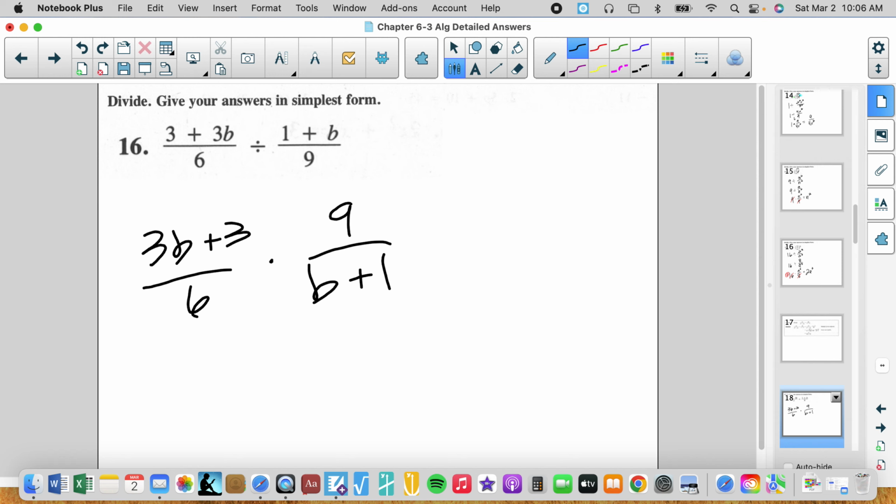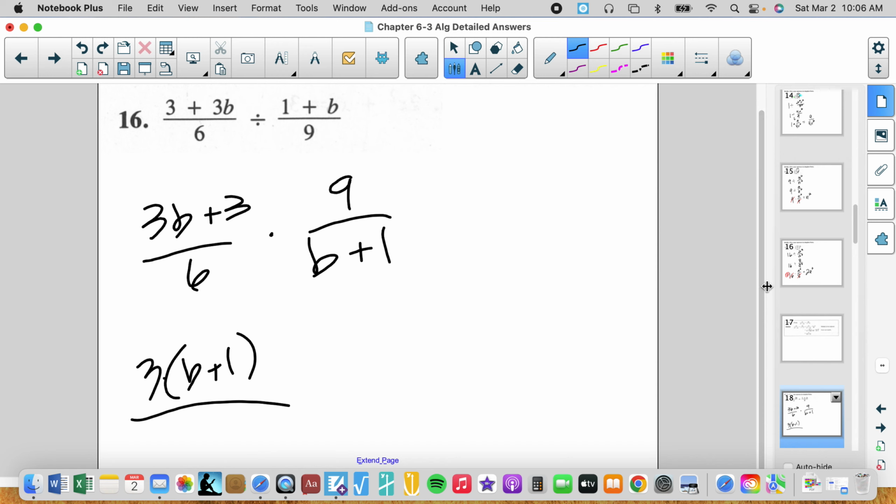So now I'm not going to cancel just yet. I'm going to factor because I can't cancel things being added and subtracted. Remember, the reason why we factor is because now this is multiplication. And when we can multiply, we can cancel. So 6 times 9 over b plus 1. So the b plus 1s can cancel. The 6 and the 9 can cancel, but 6 doesn't go into 9. It just has a common factor.